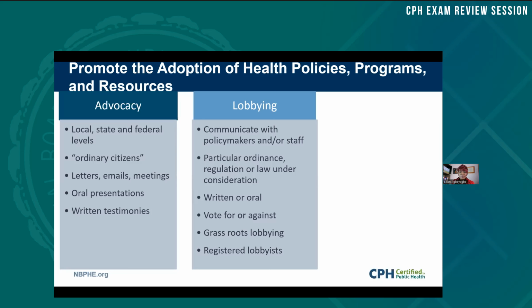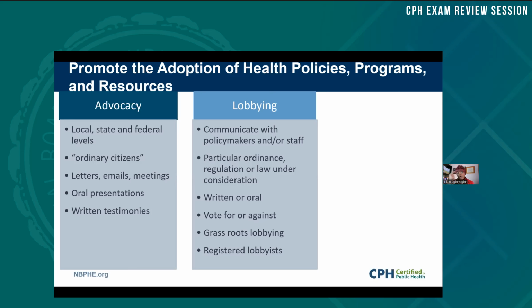Now, in order to get policy change, there's another aspect of policy adoption that's called lobbying. Lobbying is when you're actually communicating with a policymaker or staff. When you're doing advocacy, it can just be us. We can talk to ourselves. You want to communicate with the other, but we educate ourselves on how to go and lobby.